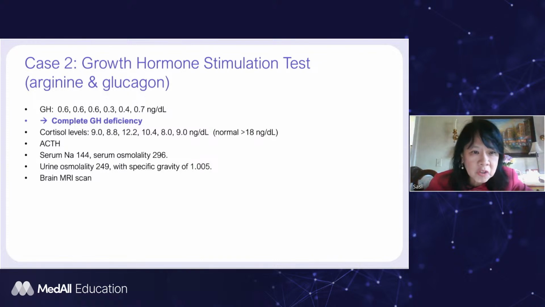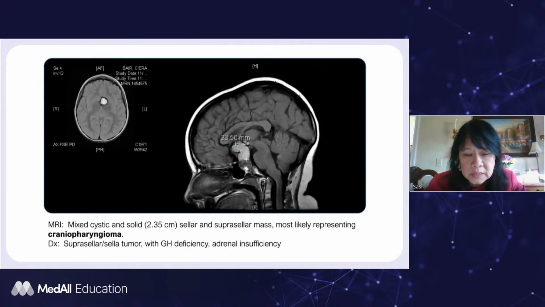So likely she has complete growth hormone deficiency, and her cortisol was suboptimal. Back then the cutoff was greater than 18, and her peak was 12.2, which is also low for the new lower cutoff for the newer assay. And her sodium is 144. Specific gravity of her urine is a little bit low, 1.005. And here's her brain MRI scan results. It shows a mixed cystic and solid sellar and suprasellar mass, most likely craniopharyngioma.